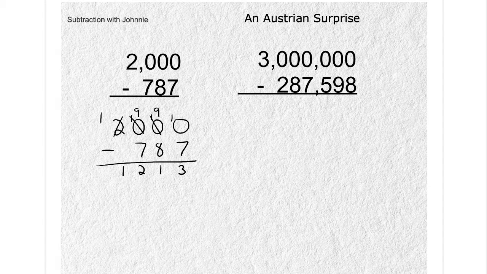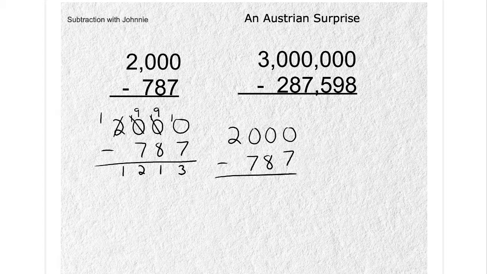Now let's do this differently, and let's use the Austrian surprise. All right? So I'm rewriting the problem, 2,000 minus 787. I don't like 2,000. What I'm going to do is I'm going to subtract 1 from the minuend, and I will subtract 1 from the subtrahend. So let's rewrite the problem using that now. Now we have 1,999 minus 786.